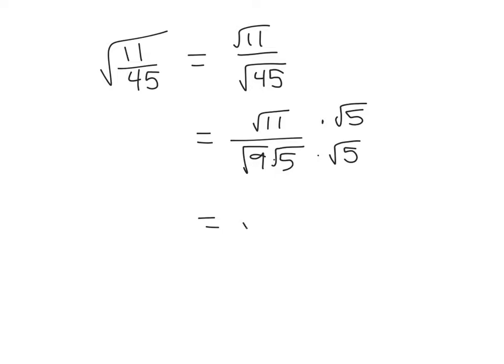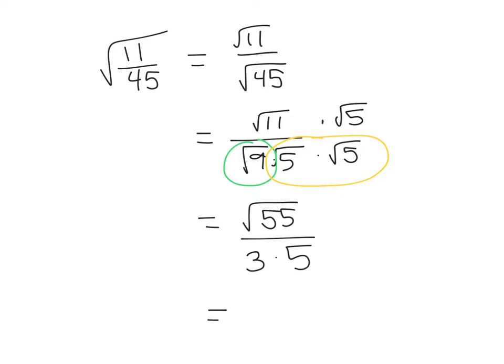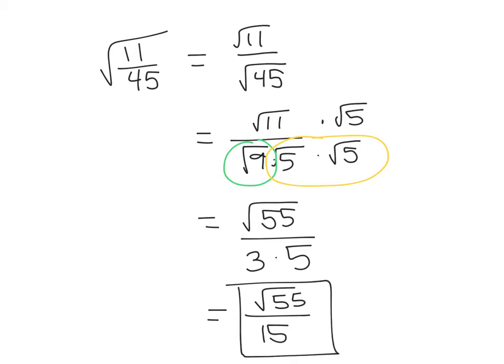So my numerator would become square root of 11 times 5, so that's 55. And then I'm taking the square root of 9, which is 3. And then the square root of 5 times 5 would be the square root of 25, which is 5. So the denominator becomes 3 times 5, which is 15. So the final answer there is the square root of 55 divided by 15, and that is done.